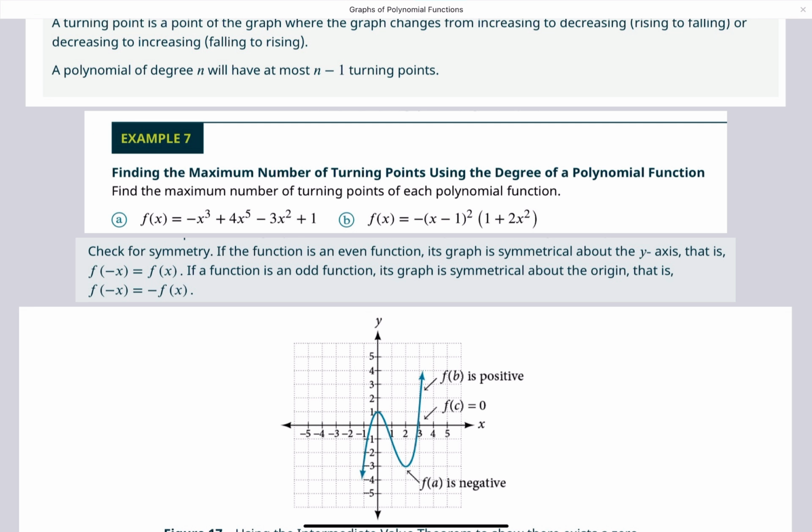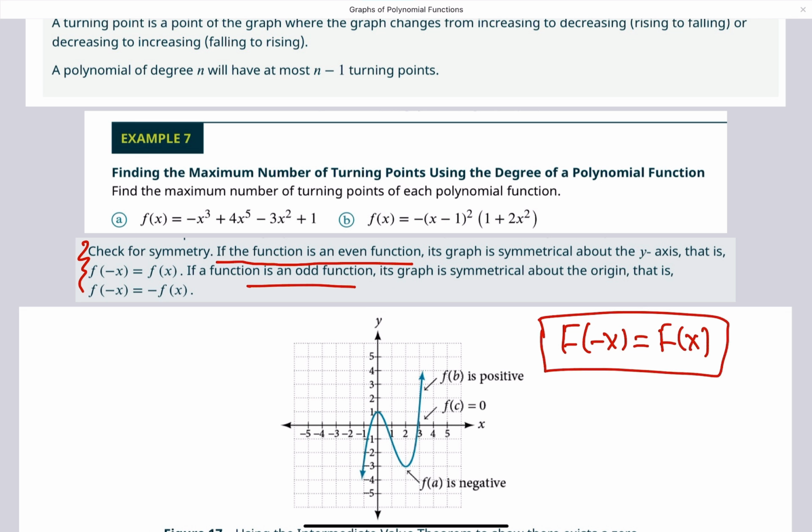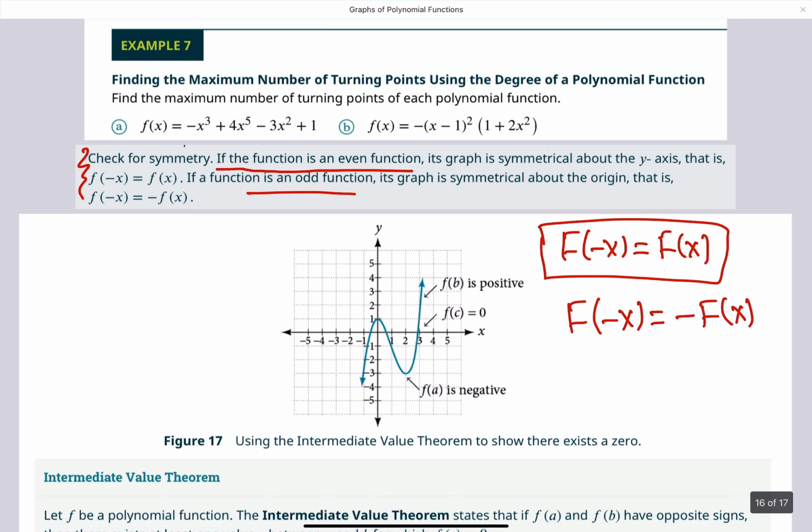But what I am going to explain is this, which is how we understand even and odd functions. So an even function is f of negative x equals f of x. This would be considered an even function. An odd function is where f of negative x equals negative f of x. Now, let me give you an example of each. There's only two cases. So let's take an even function.